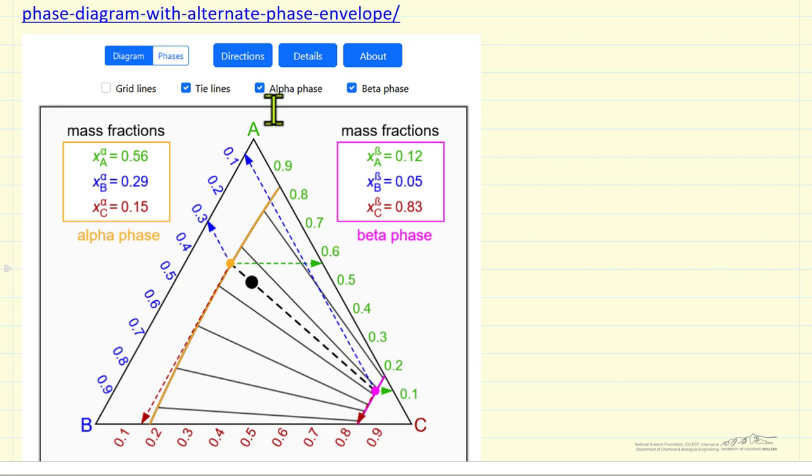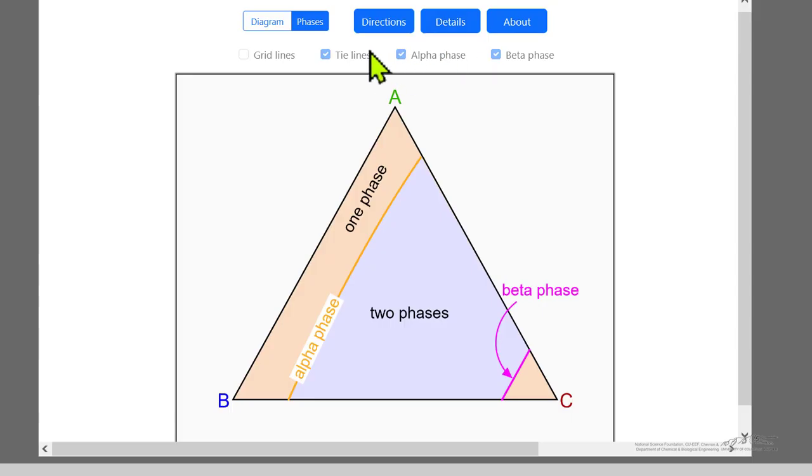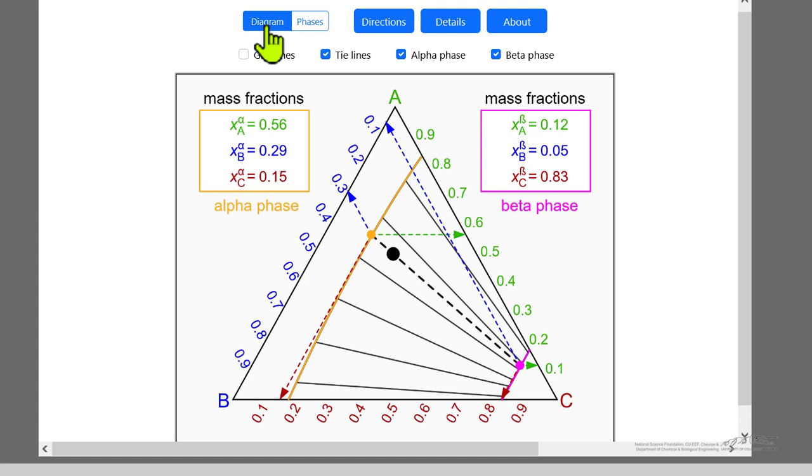So let's look at the interactive simulation. I've selected phases in the diagram to show we have single phase in this region and this region, and then in the very large part of it we have two phases in equilibrium, and those two phases are on the orange line and on the purple line. They're connected by tie lines, and that's what we're showing here, the tie lines.